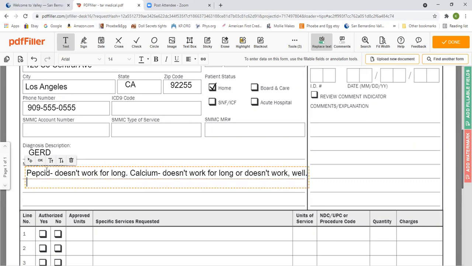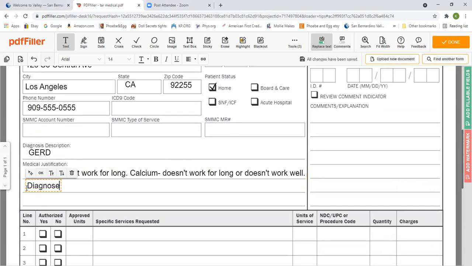And then farther down from there, we're going to put that they were diagnosed and the testing that they did, whatever that testing was, put that test in there. And then the gastroesophageal reflux disease, and then MD wants patient to continue the Prilosec, I believe it was Prilosec.